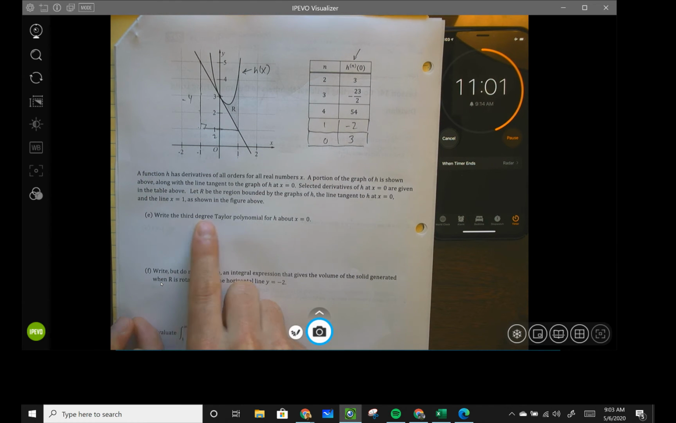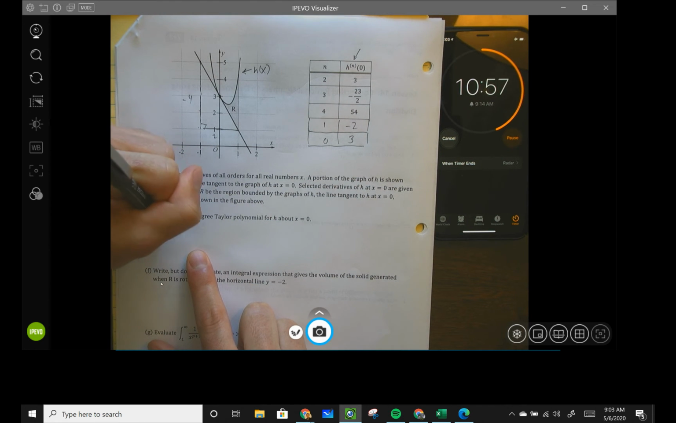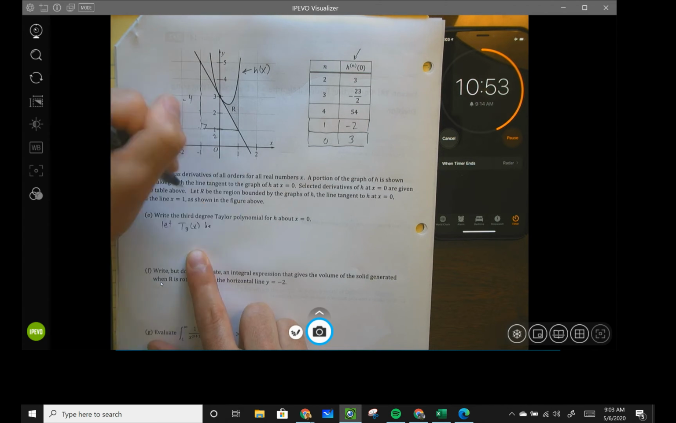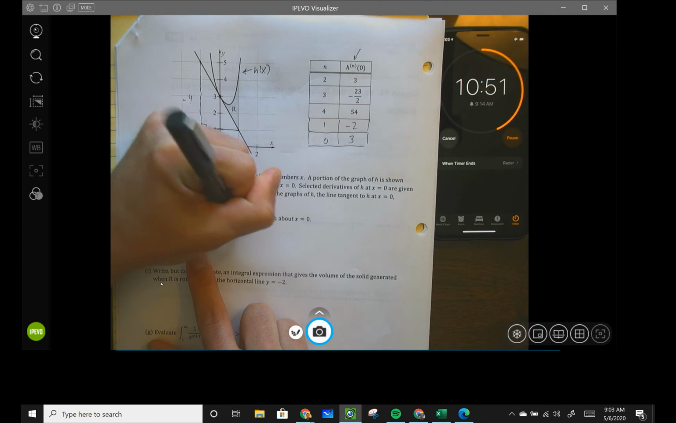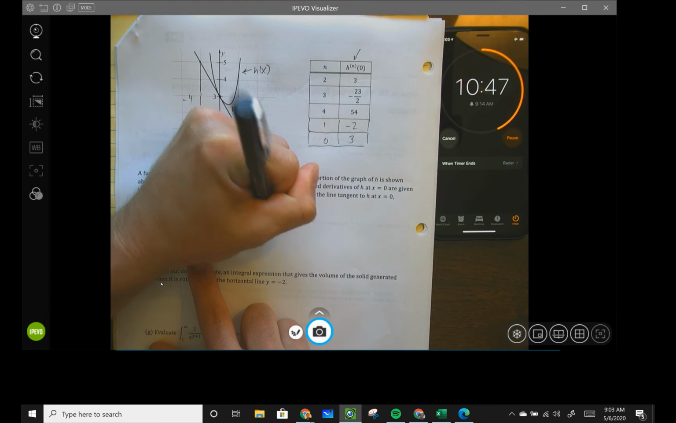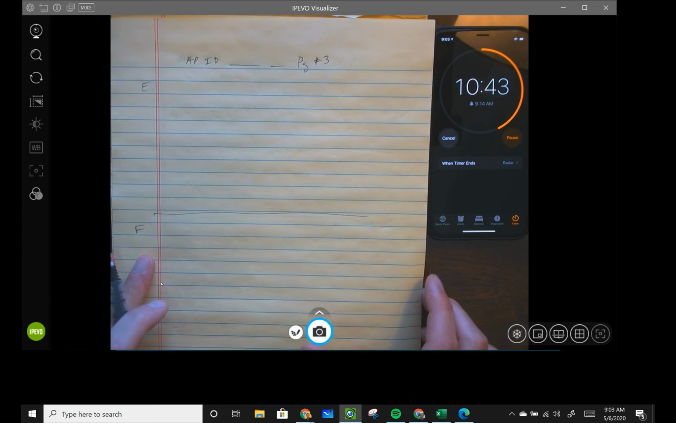So now we need the third degree Taylor polynomial. So I know the third degree Taylor, so let t sub 3 of x be the third degree Taylor polynomial. Oh, I should be writing this on my other one. Okay, let's go back to this.